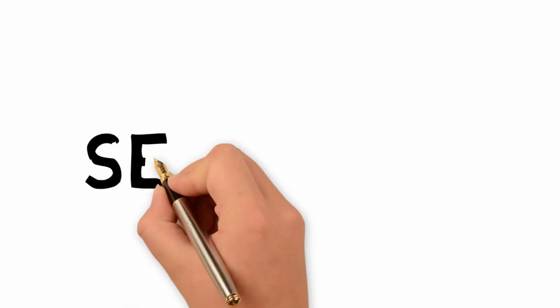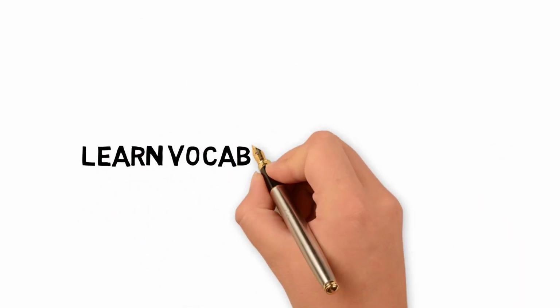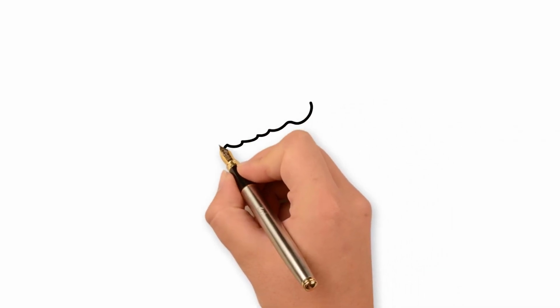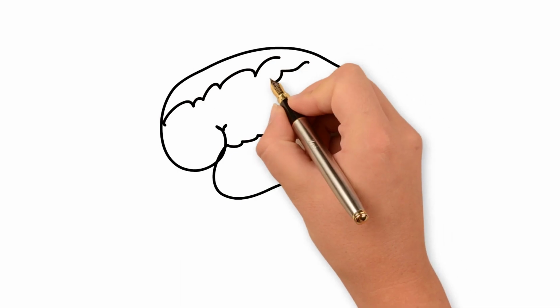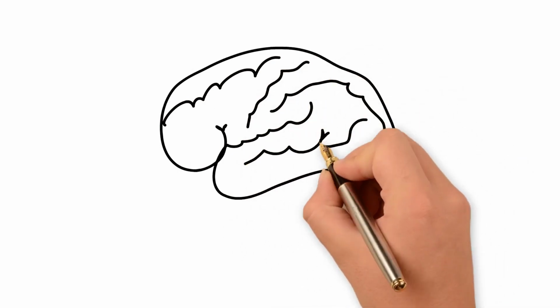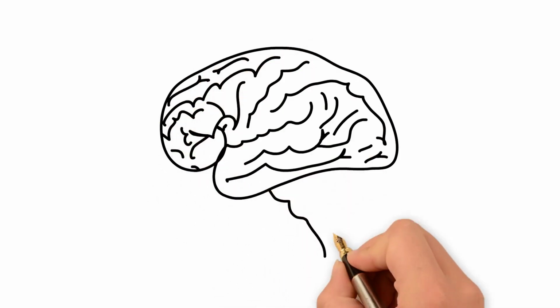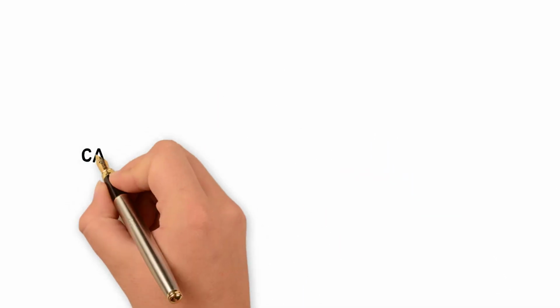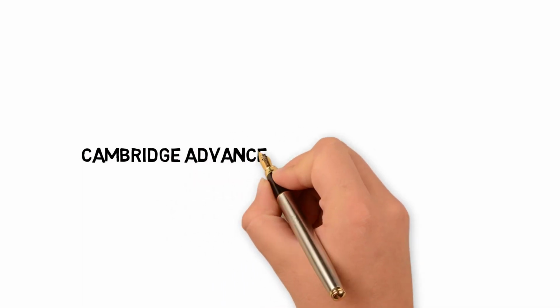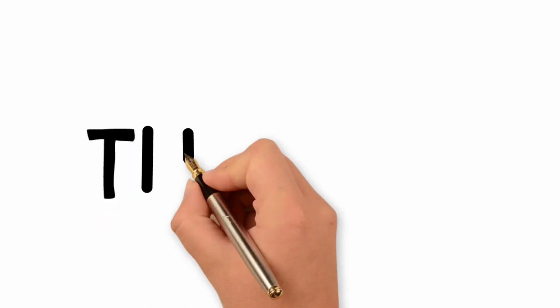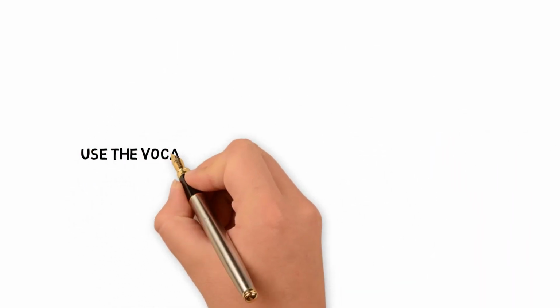The second tip I have for you guys is learn vocabulary in phrases, not single words. Why? Because our brains are pattern matching machines that remember things put into context. If I can't come up with any context examples, I would simply check the Cambridge Advanced Learner's Dictionary or simply Google it.